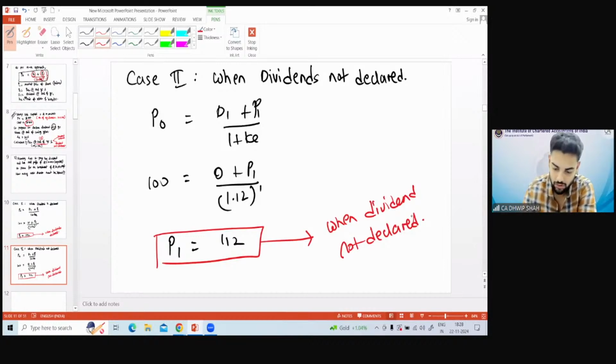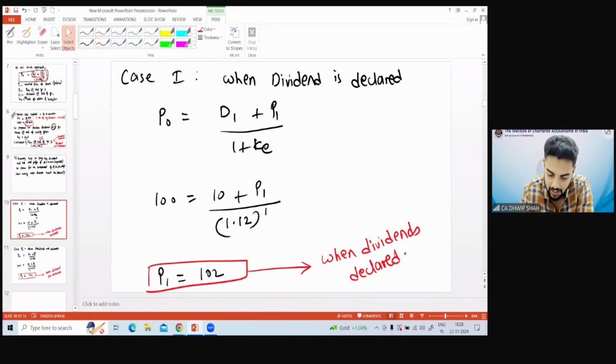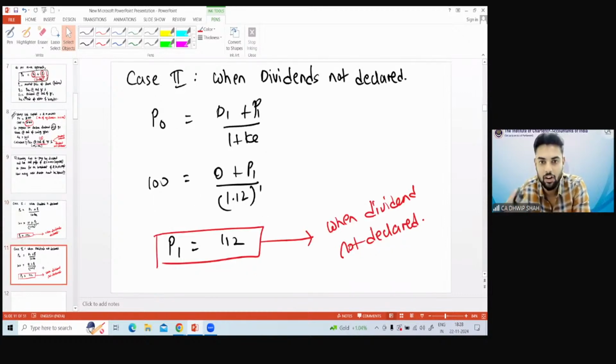In case 2, any confusion? Yes. Sir, you were saying that wealth of the shareholder remains same under both the scenarios. But here, see sir, it is changing. When dividends were declared, the expected price in the coming year is 102. And when dividends are not declared, expected price is 112, sir. There is a difference of 10. So how can you say that wealth remains same?